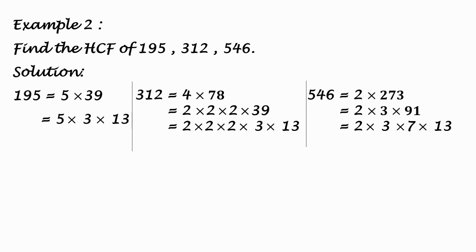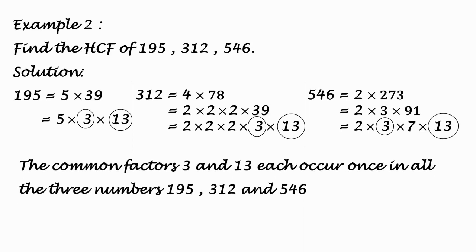Now we see that 3 is common in all the three numbers. And along with 3, we can see that 13 is the common factor which is occurring in all the three numbers 195, 312 and 546. So over here, the common factors 3 and 13 each occur once in all the three numbers 195, 312 and 546. Therefore, HCF will be equal to 3 multiplied by 13, that is equal to 39.